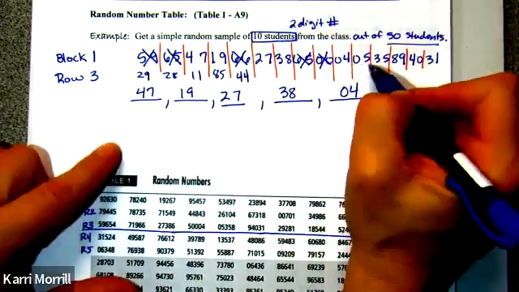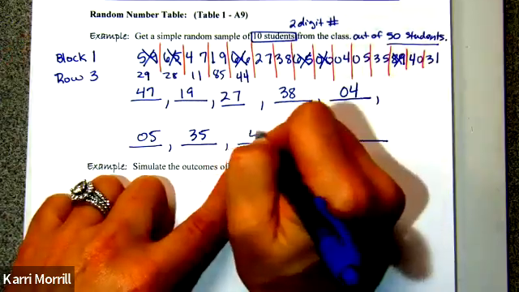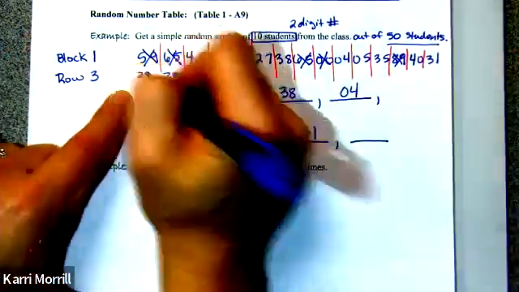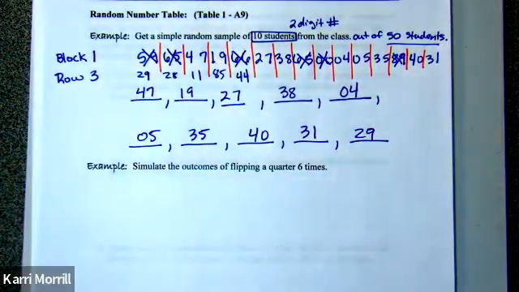So we got 4, 5, 35, 89 is too big, 40, 31, and then 29. And then we'd stop because we only need 10 people to sample. So that's how you would maybe use like a random number table to decide who to sample.